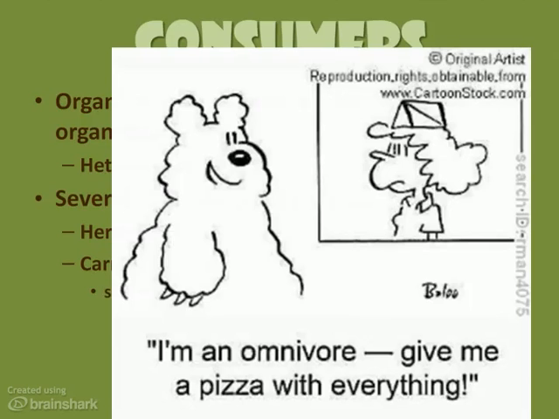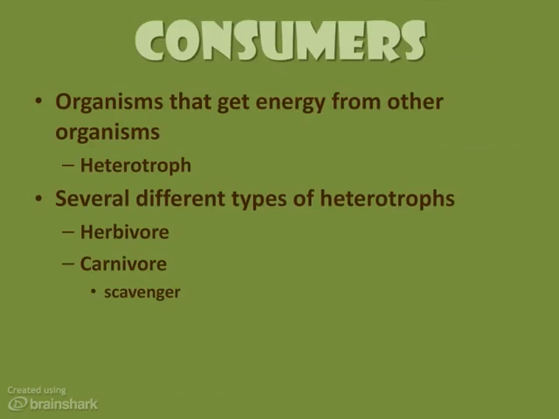Now, some creatures will eat anything. The ones that eat just about anything, plant and animal, are called omnivores, just like this bear here. Bears are omnivores. They eat plant material and they eat animal material. Raccoons are omnivores. Humans are omnivores. There are a lot of omnivores in the world, and that's probably one that you're pretty familiar with.